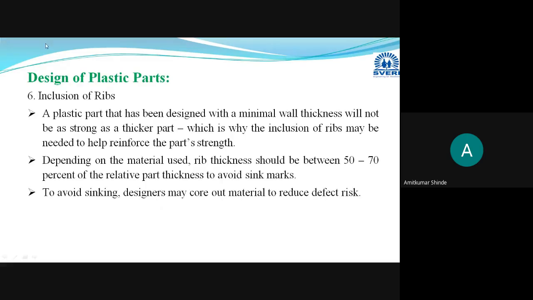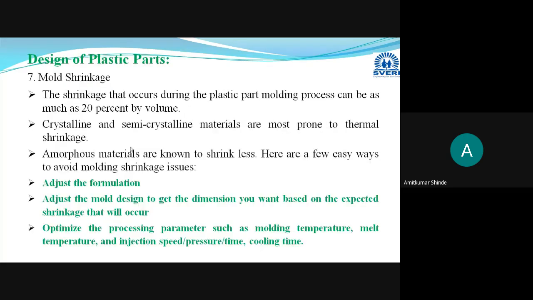Generally, depending on the material used, the rib thickness is decided, depending on that material and on the wall thickness. Generally, the rib thickness is provided as 50% or 70% of the wall thickness. It will provide the strength, and it will also avoid sinking, so sink marks are avoided. And then after this ribs design, mold shrinkage.